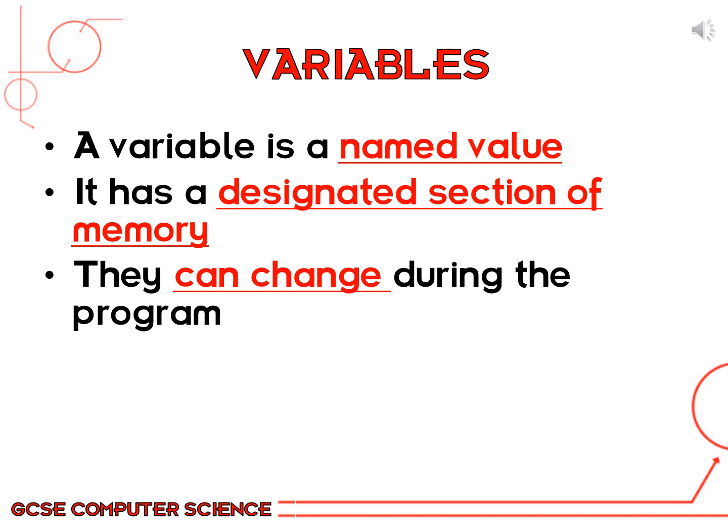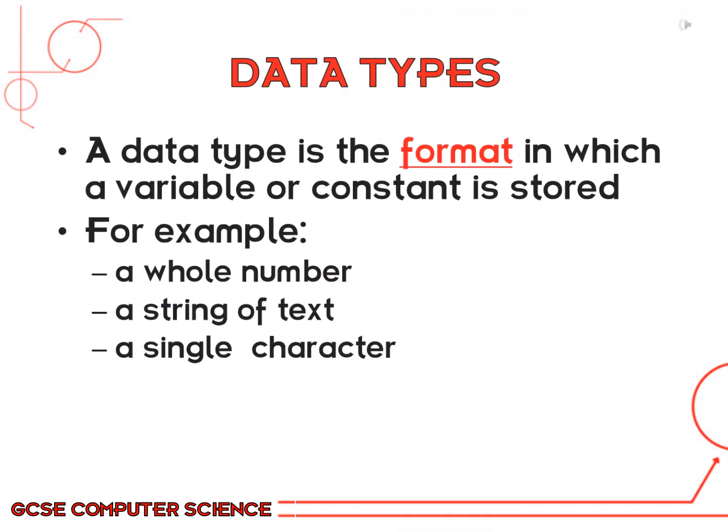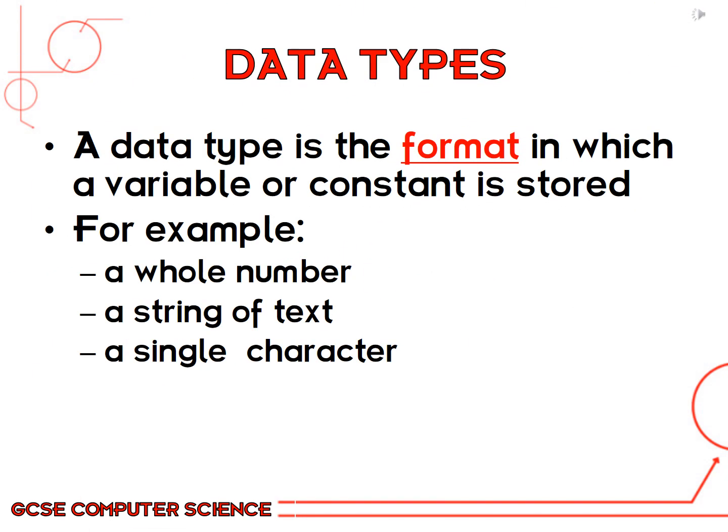The definition of a variable is basically it's a named value where it has a designated section of memory. Now, variables can change during the program's actual running. You're going to use variables for parts of the program that you need to assign values to, and that's what we're going to look at with these data types. The definition of a data type is it's the format in which you store your variable or a constant. For example, a whole number, which is an integer, a string of text, or a single character.